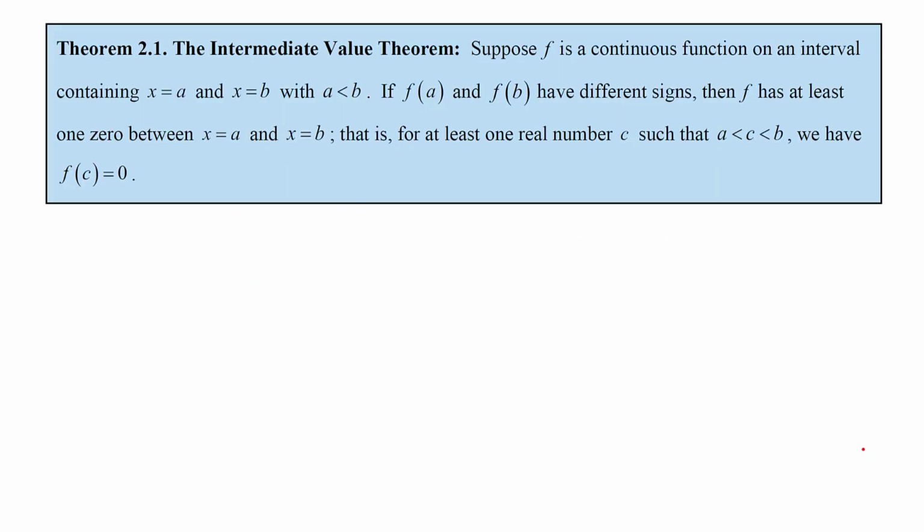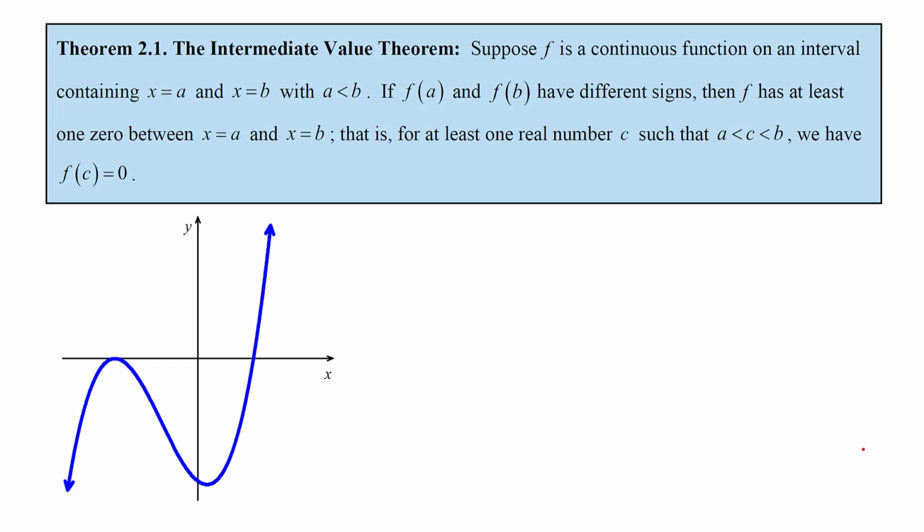The intermediate value theorem is our next task of the day. Suppose f is a continuous function on an interval containing x equals a and x equals b with a less than b. I have a graph here that we're going to use to figure out what's going on. So we have x equals a somewhere here and x equals b with a less than b. The other thing we're being careful of is that f of a and f of b have different signs.